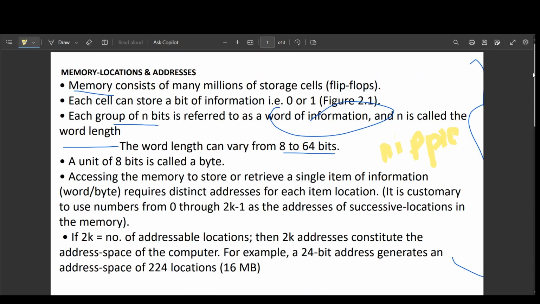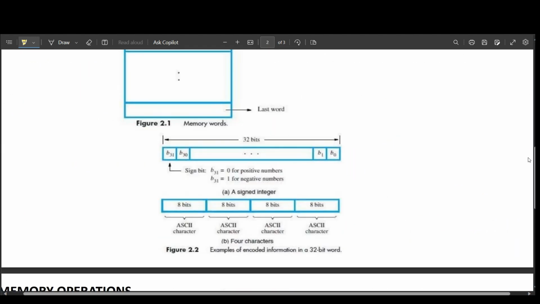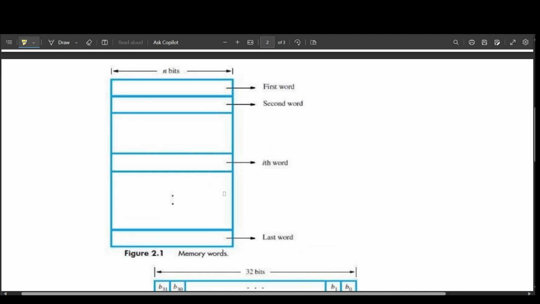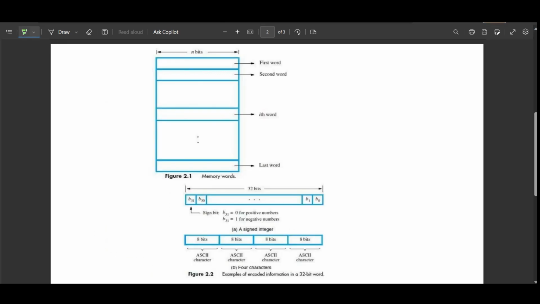So here I've told you that each cell can store a bit of information. Here is the figure of that. See, the first word will be stored here, then the second word, the ninth word, and the last word. This is how a memory looks like. So if a word is to be stored in the memory, the first word will be stored here and the last word will be stored here.